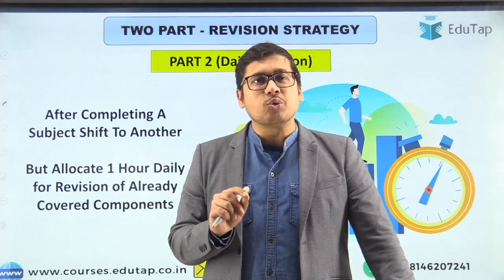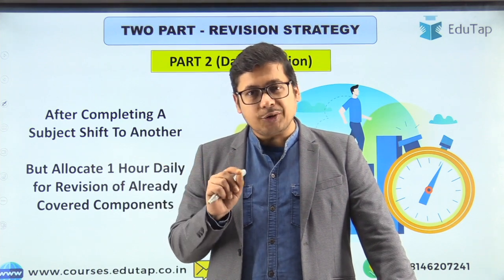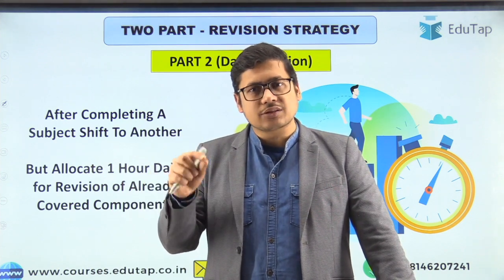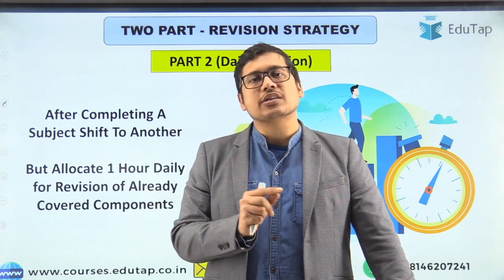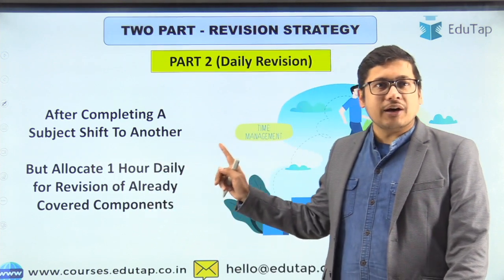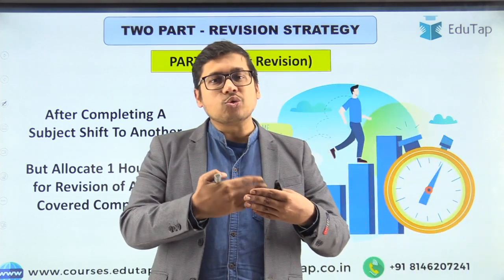Now you are reading industrial relations and labor laws. But now what you have to do in the daily schedule, in the daily reading that you do, daily 5 hours, 6 hours or 3 hours, whatever you devote to your preparation, at least 1 hour you should give for the previous subjects that you have covered. So allocate 1 hour daily to the revision of already covered components. Now let us suppose you have covered 2, 3, 4 components.